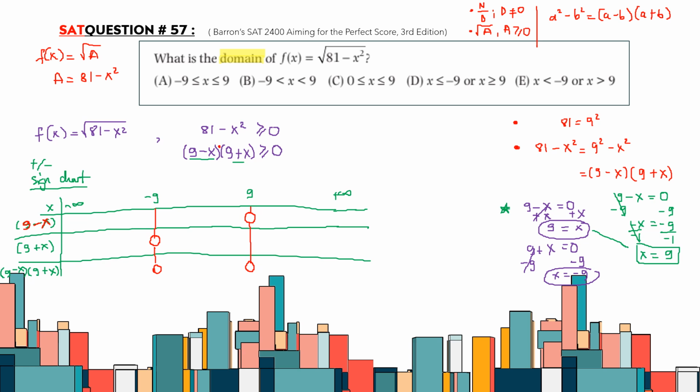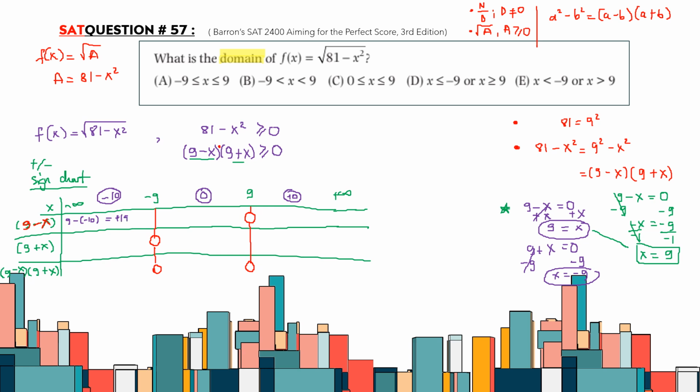Now our job is to find a test number in each interval. For the interval from negative infinity to negative 9, I will choose negative 10. That's called a test number. Between negative 9 and 9, I choose 0. From 9 to positive infinity, I choose 10 as the test point. When you plug in x equals negative 10, the first factor is 9 minus negative 10, which is positive 19.